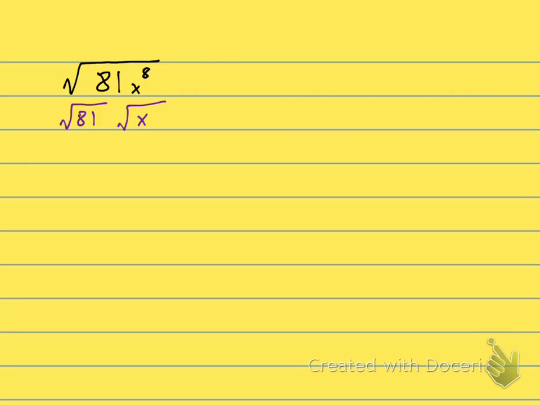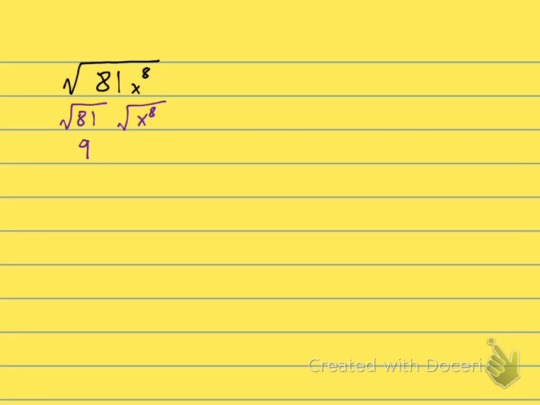And if I had more than one letter, I would put them all in under a separate radical. The reason I like to do that is because you look at them a little bit differently. The square root of 81 is just 9, because 9 squared is 81.